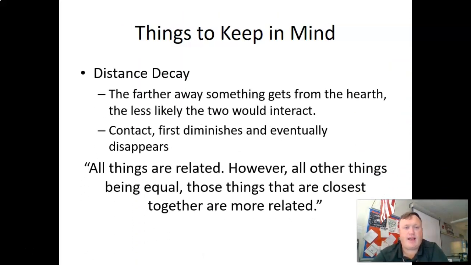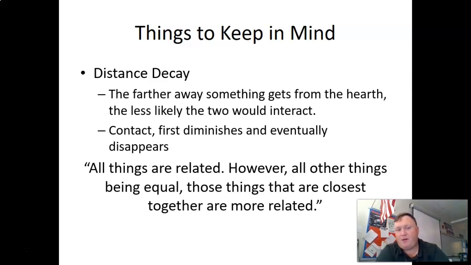Something else to keep in mind, and this is the last part we're looking at, is distance decay. The further something is from a particular node or a particular hearth, which is the central part of where something is founded, like the hearth of soccer in Great Britain or the hearth of golf in Scotland, the less likely the two would interact. For two cultures or two ideas, the likelihood that they interact is determined by how far away they are. Contact first diminishes and then eventually disappears.